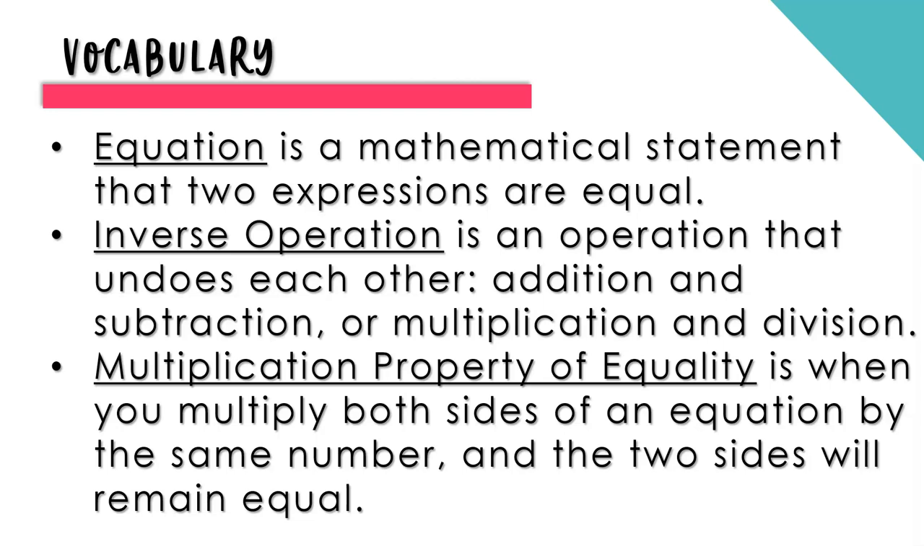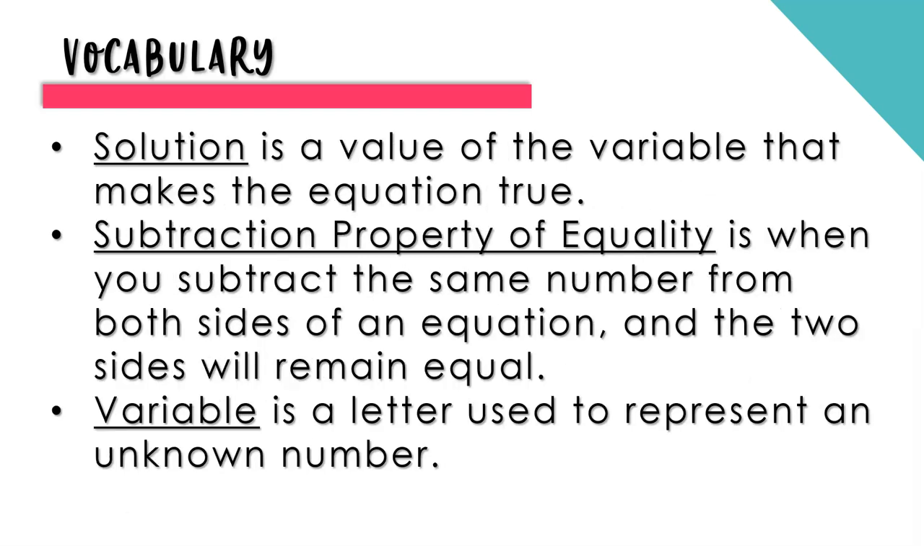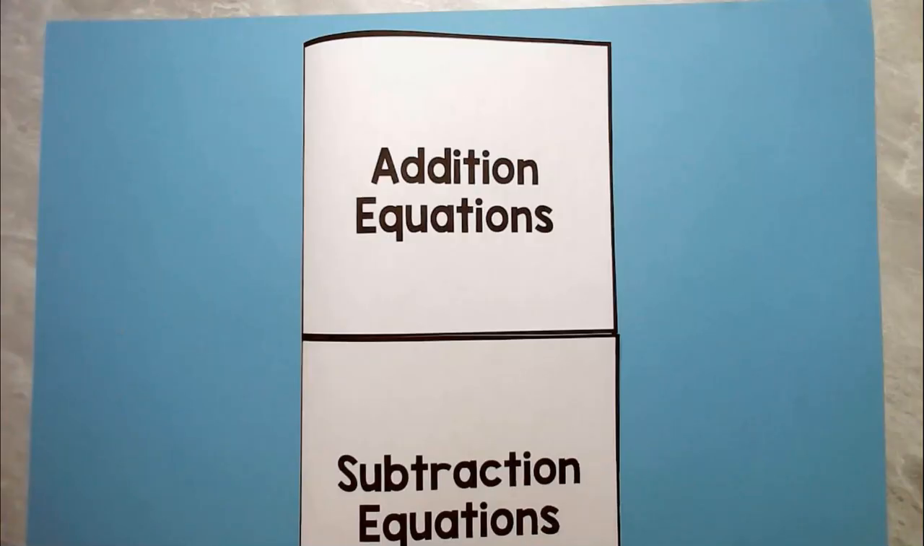Multiplication property of equality is when you multiply both sides of an equation by the same number and the two sides will remain equal. Solution is a value of the variable that makes the equation true. Subtraction property of equality is when you subtract the same number from both sides of an equation and the two sides will remain equal. Variable is a letter used to represent an unknown number. Today we're talking about addition and subtraction equations.